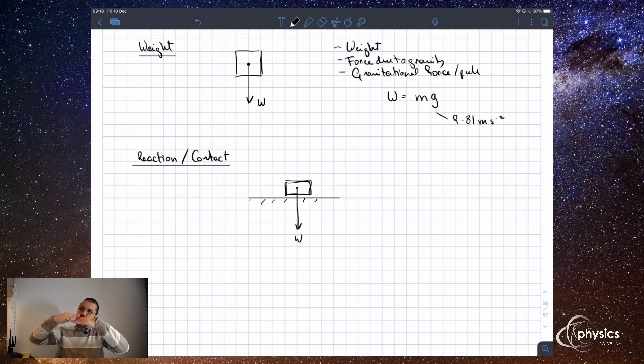between the surfaces which are touching each other. And the reaction force is always acting on the object which is touching the other object.